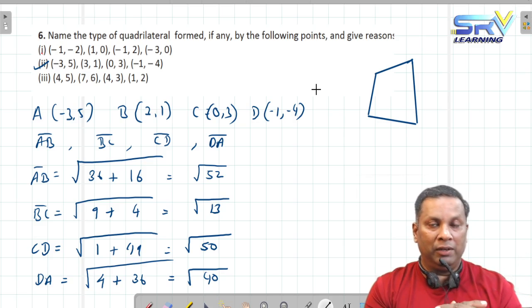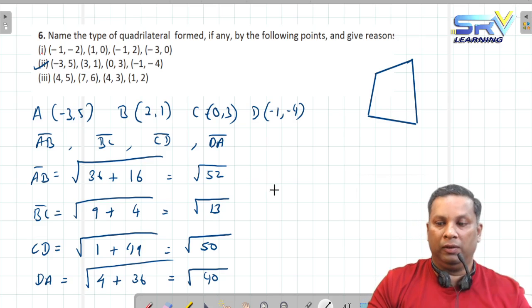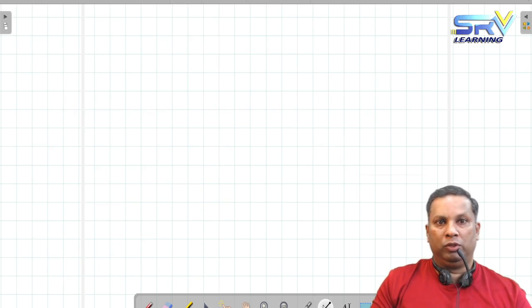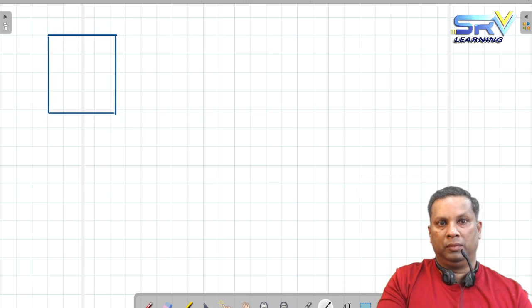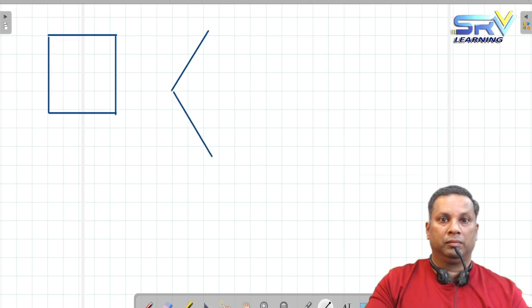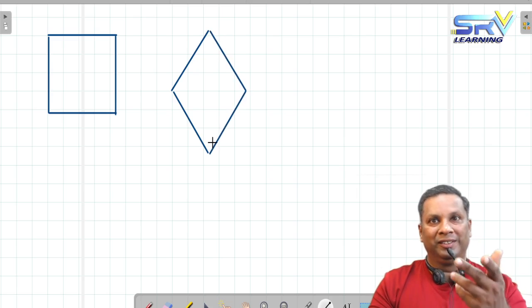If you get all four sides equal, then it will be a square. But what is the difference between square and the others? You should know all these things, all the four kinds of quadrilateral. So let me tell you. See, suppose you have a square. Square will have all four sides equal. Okay. But there is another figure where all four sides are equal. What is this figure? Yes, rhombus.